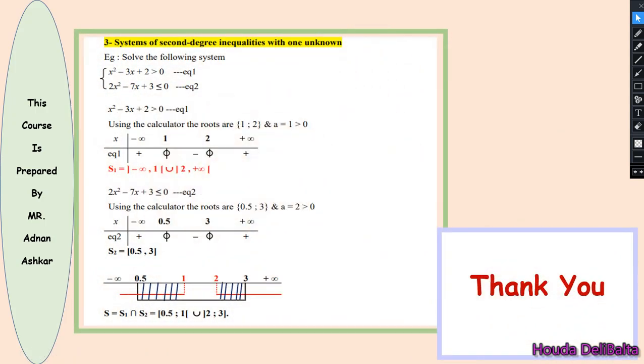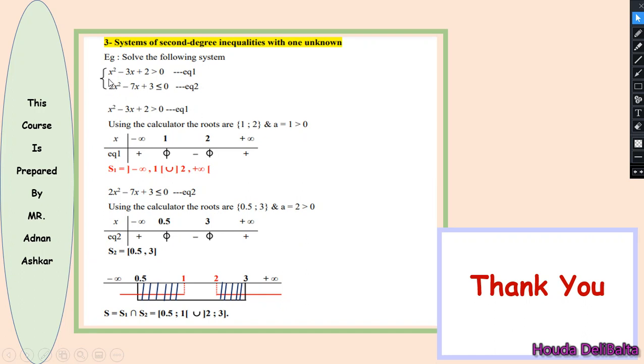And finally, how to use all of these ideas to solve systems of second degree inequalities with one unknown. Solve the following system. If you have this system, it's a quadratic inequality, inequality 1, and another quadratic inequality, let's call it inequality 2. So first of all, we solve the first one using delta and the rules and so on. Second, we solve the second one, and finally we make the number line to get the intersection between the two solutions. Okay, so let's start.